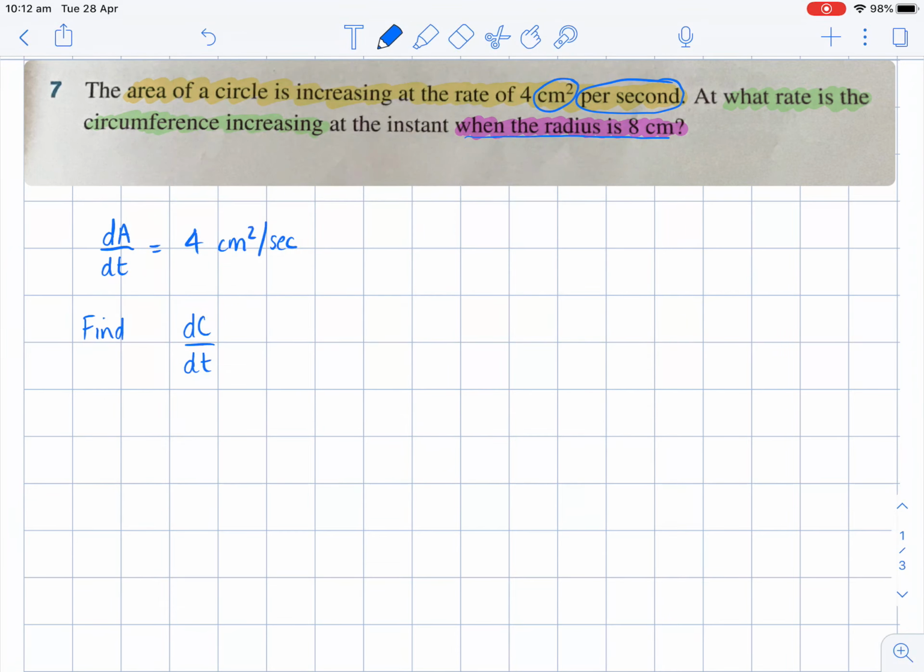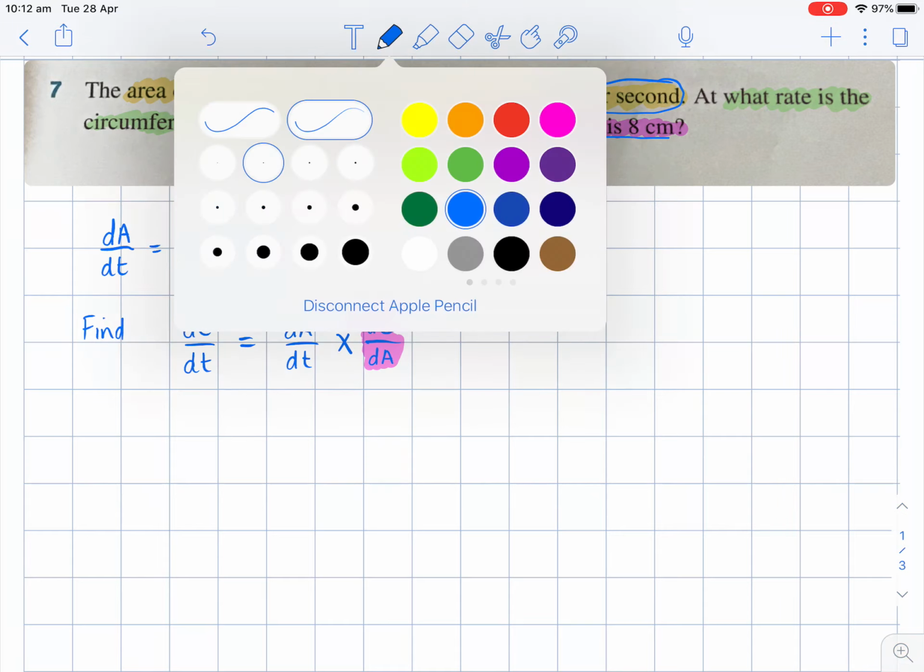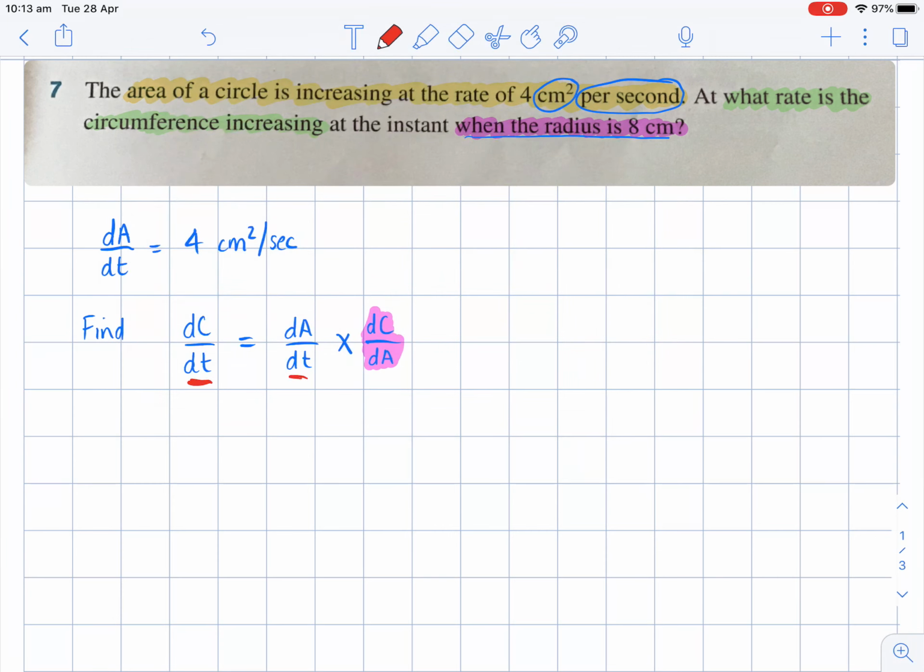All right, so now let's work with what I've got. This is what I'm finding. I'm finding dC/dt. I already know what dA/dt is. So to cancel out that dA on the top, I need to multiply by a dA on the bottom. And I've already got my dt on the bottom, so to get a dC on the top, I put a dC on the top. So a change in circumference with respect to time. So then I get to this point: I've got to work out what is dC/dA. I know these other parts. This is what I want to find. This is what I was given. Now I've got to work out how I'm going to get this rate here.